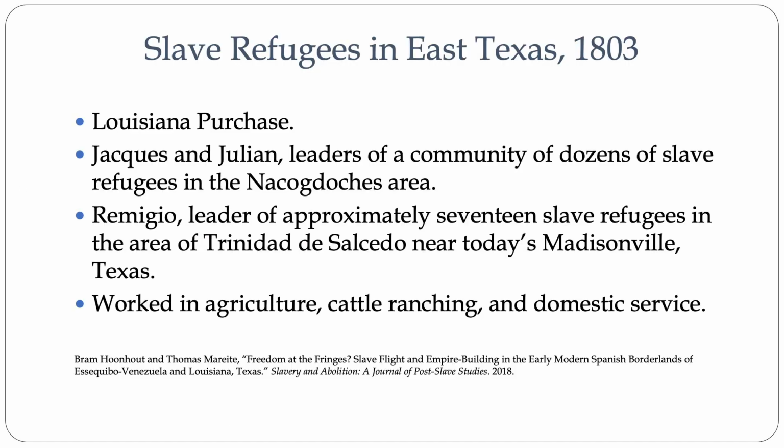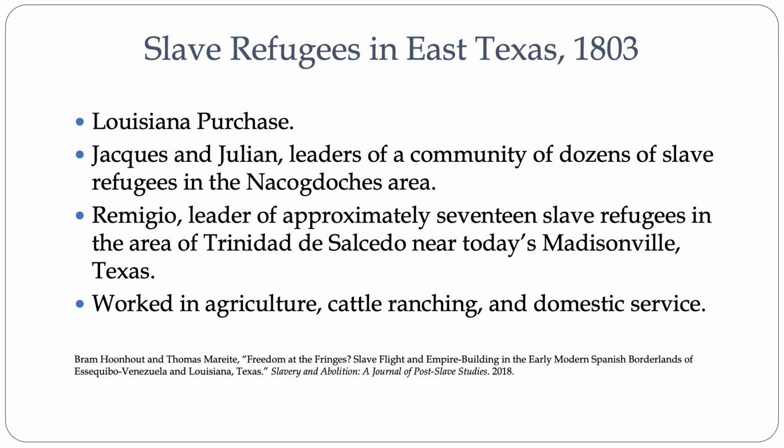1803, right after the Louisiana Purchase. The United States is extending now into the Louisiana Territory, which is going to bring the United States right to the borders with Spanish Texas. And with it, it's also slavery. And already this early, we have communities of fugitive slaves that make it to Spanish Texas. We have one community in Nacogdoches, led by Jacques and Julian. And there's another one also in Trinidad de Salcedo, in today's Madisonville, which is about halfway between Houston and Dallas.